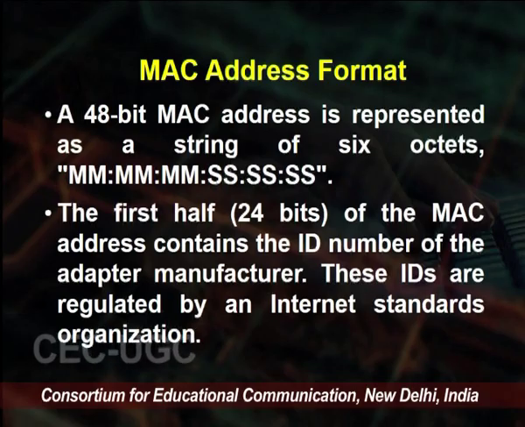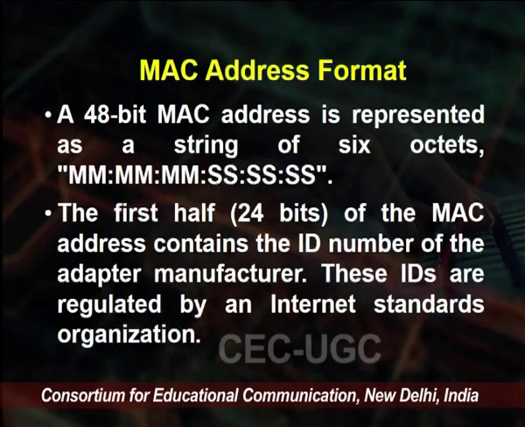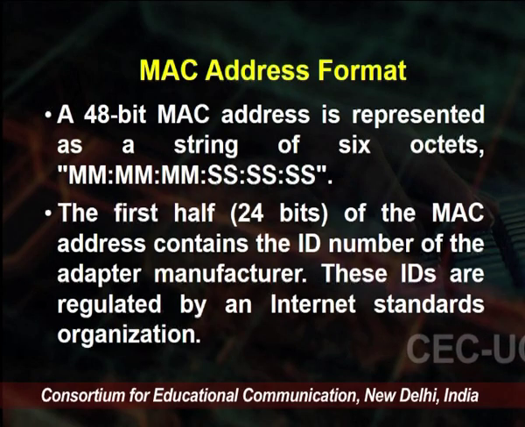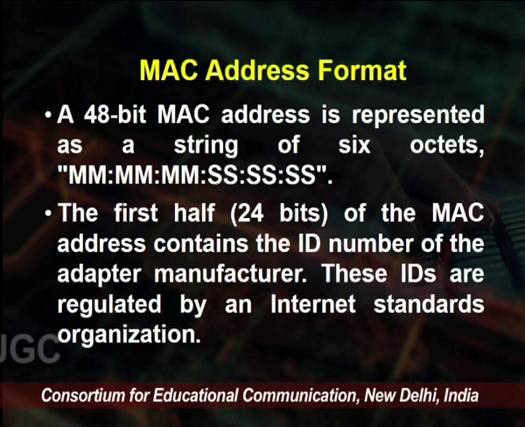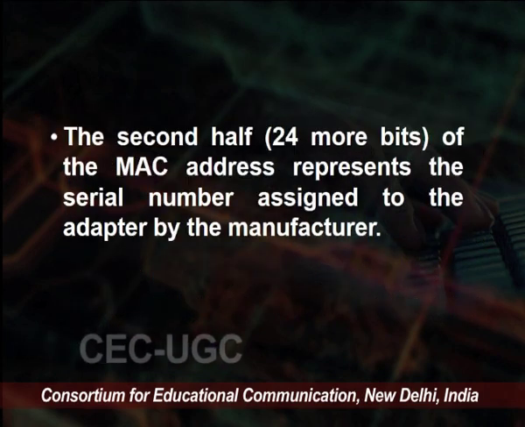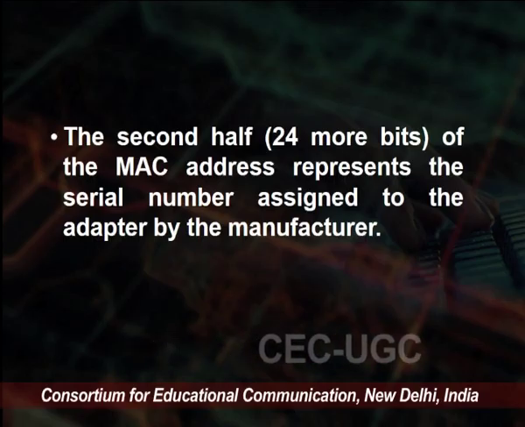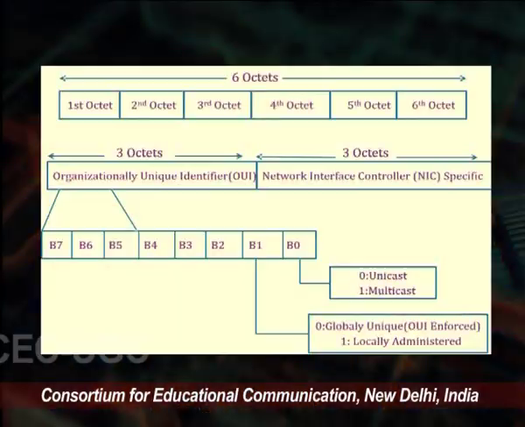Moving on to the second half of 24 bits, denoted by SS:SS:SS, this portion of the MAC address represents the serial number assigned to the adapter by the manufacturer. So, one part is the identification of the manufacturer itself, and the second part is the serial number assigned to the adapter by the manufacturer. Here, let us say we have 6 octets, starting from 1 to 6: first octet, second, third, fourth, fifth and sixth.